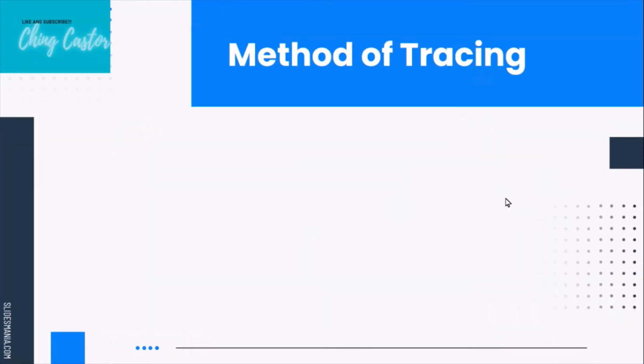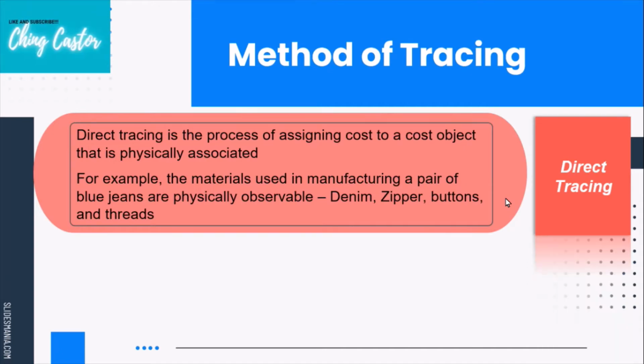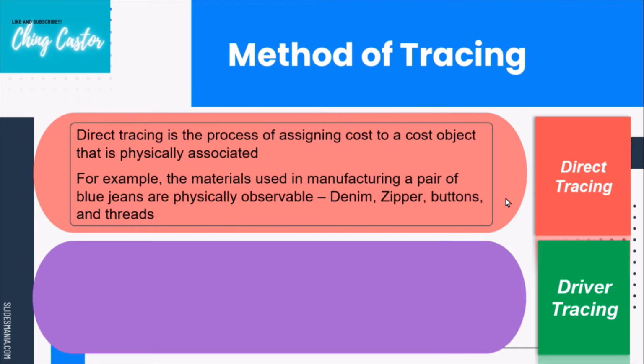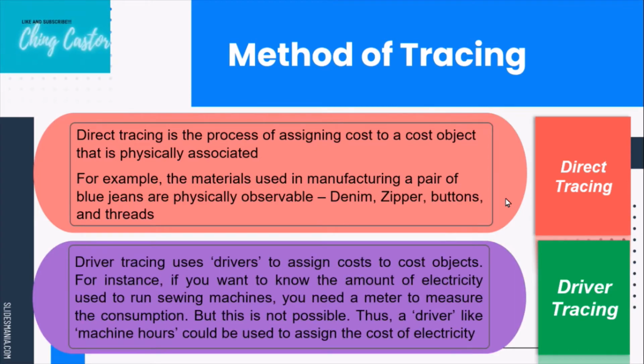Methods of tracing. Direct tracing is the process of assigning costs to a cost object that is physically associated. For example, the materials used in manufacturing a pair of blue jeans are physically observable: denim, zipper, buttons, and threads. So those are direct tracing. Driver tracing uses drivers to assign cost to a cost object. For instance, if you want to know the amount of electricity used to run a sewing machine, you need a meter to measure the consumption. But this is not possible. Thus, a driver like machine hours could be used to assign the cost of electricity.